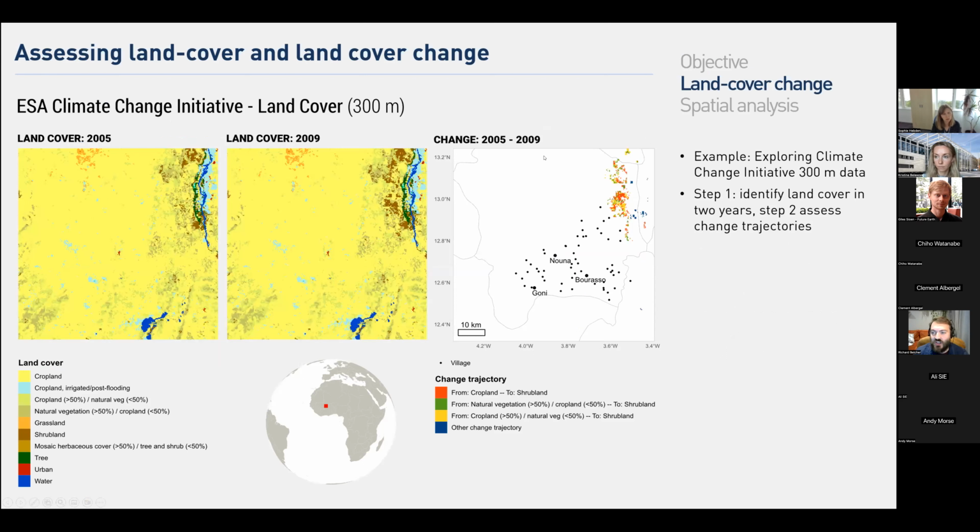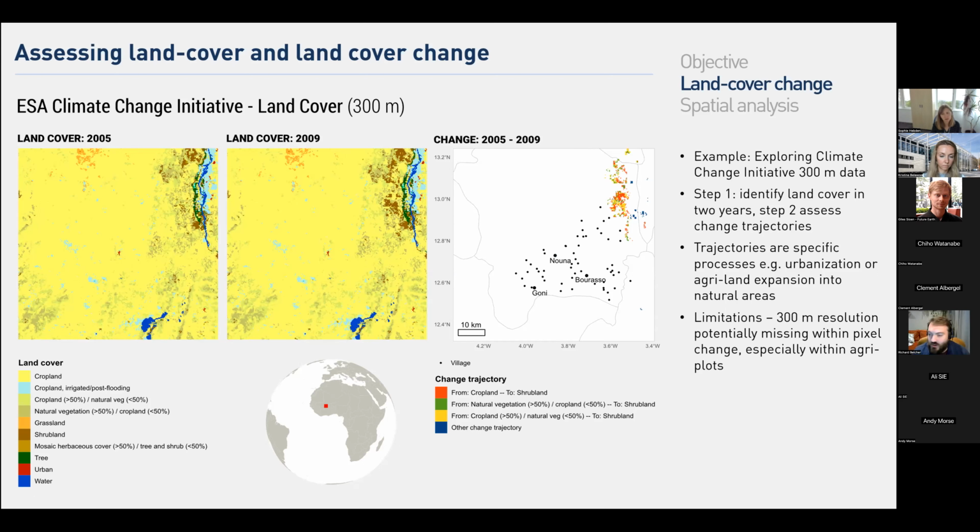So here's an initial example from the ESA Climate Change Initiative land cover data set. Step one was for us to identify land cover in 2 different years. In this example, we're looking at 4-year change, which might change in the future. Step 2 was to look at the change trajectories. That's important because these trajectories themselves represent specific processes, for example urbanization, or agricultural land expansion into natural areas or vice versa. You can see in the right panel change from cropland to shrubland, with the orange being quite a big change in that part of the region.